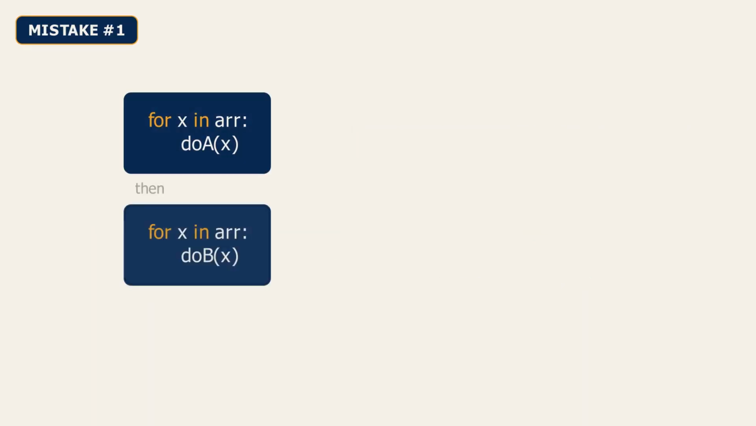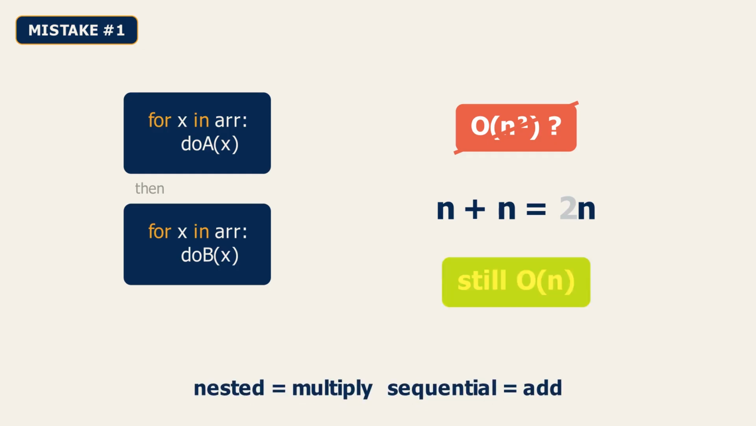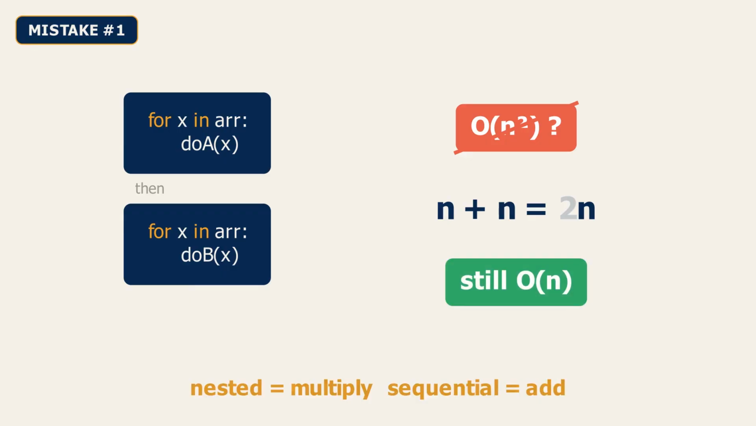3 mistakes that cost people interviews. Number 1, 2 loops, one after the other, are not O of n squared. Nested means multiply, sequential means add. N plus n is 2n, and we drop the 2. Still O of n. Say it in an interview and you'll instantly sound like you know what you're doing, because loop structure, not loop count, is what matters.